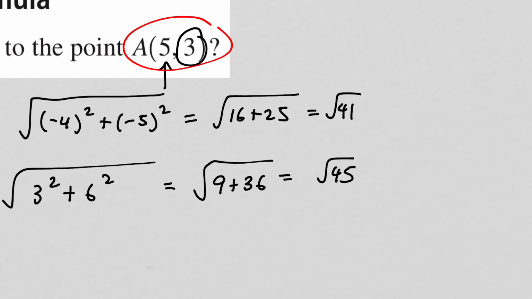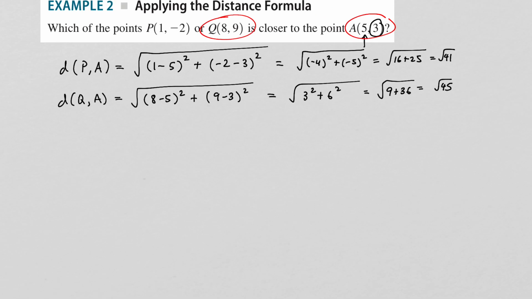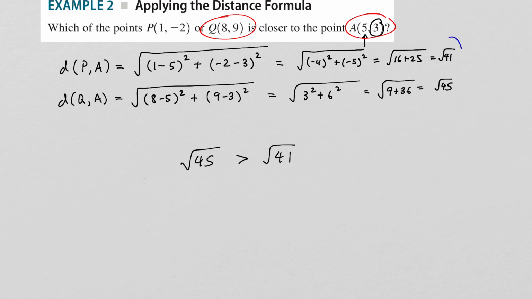Now, I can simplify the square root of 45, but in this case, it's easier if we don't. You should know that the square root of 45 is bigger than the square root of 41, right? So which distance is smaller? This distance. So what does that mean? It means that P is closer to A.